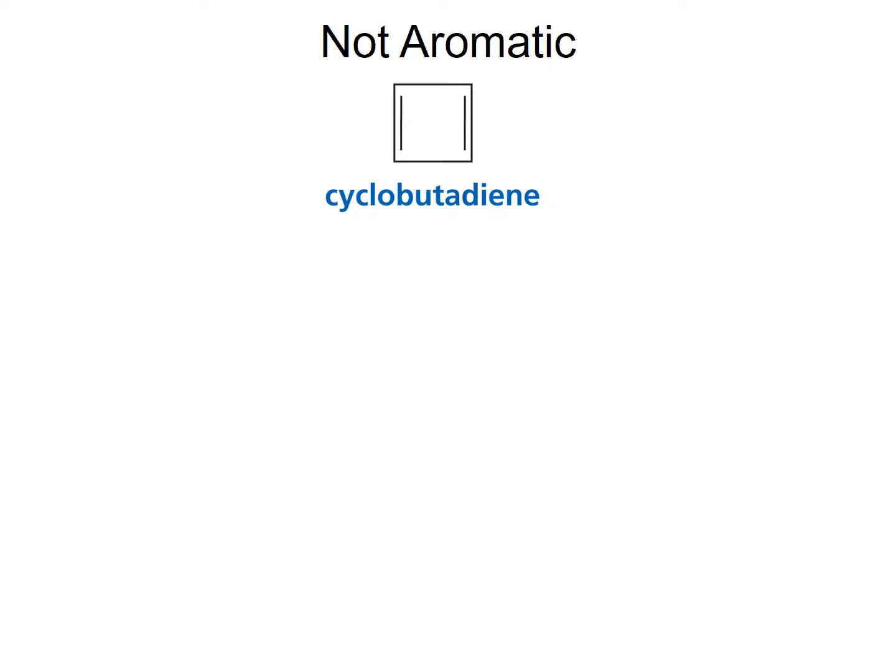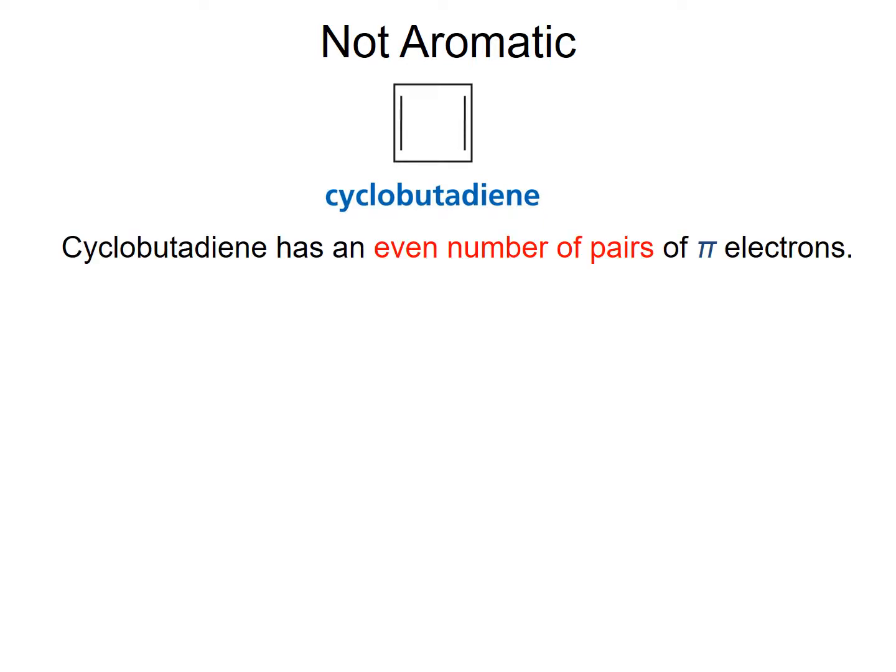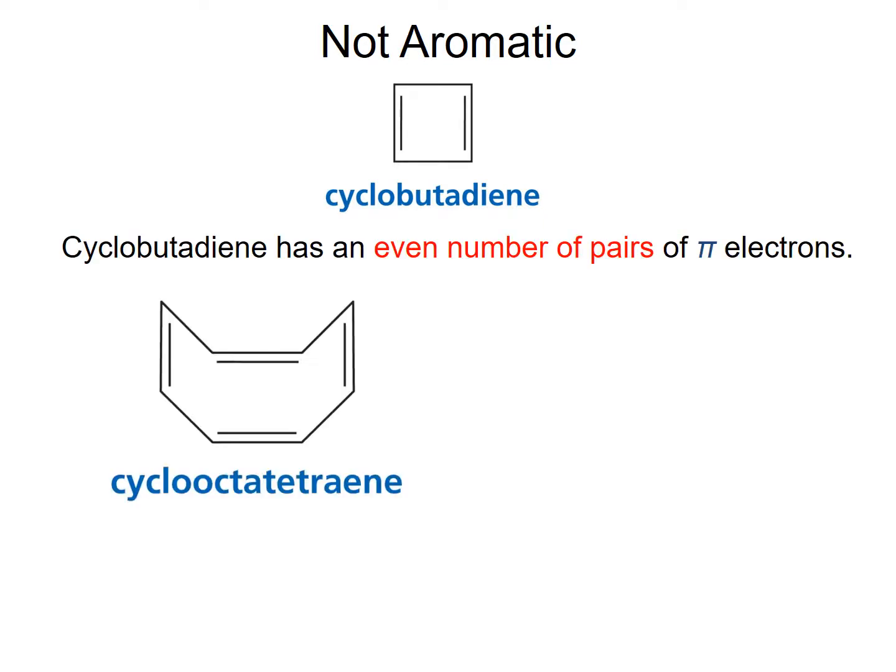Here we have a cyclobutadiene. In this one, every carbon is sp2 hybridized. We have a ring, but unfortunately this does not fit our odd number of pairs or our 4n plus 2. We have 2 pairs of electrons, an even number, or a total of 4 pi electrons. That's not going to fit either rule. So since it has an even number, it is not aromatic.